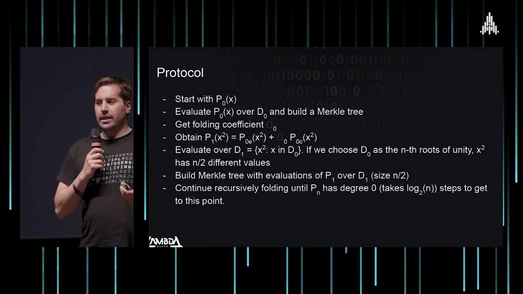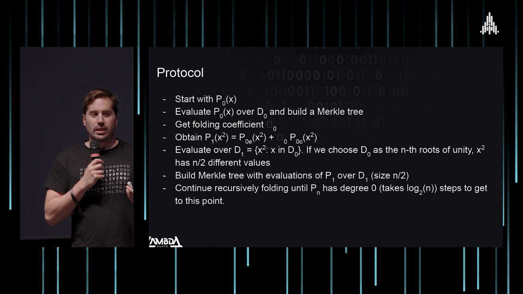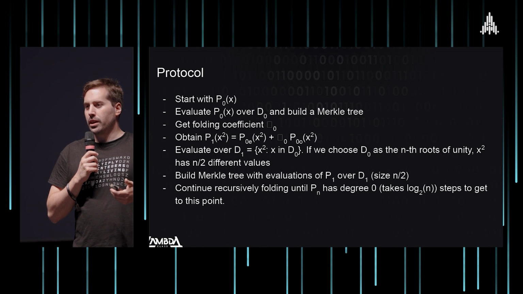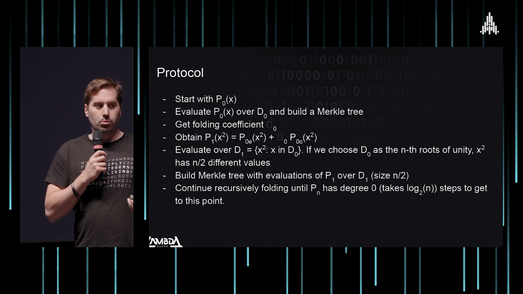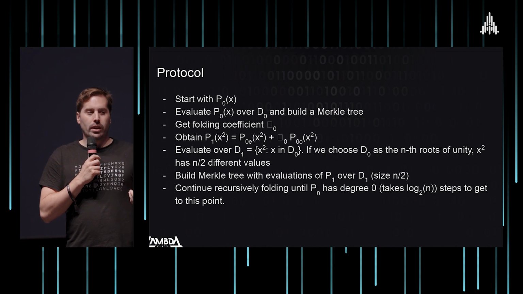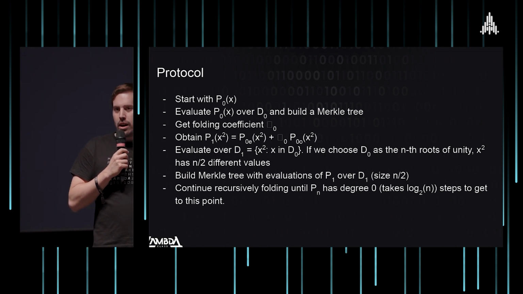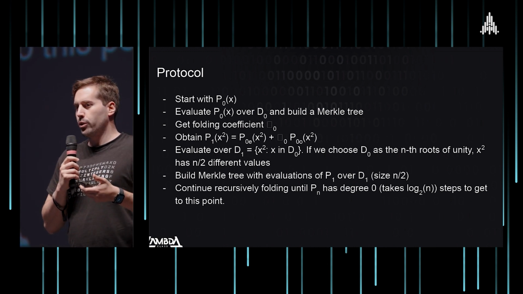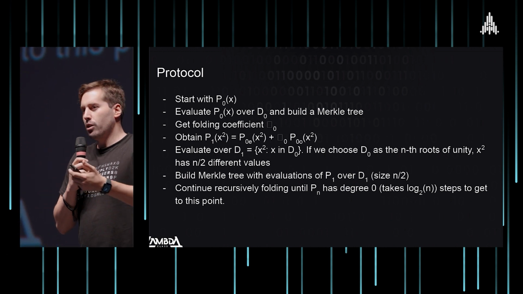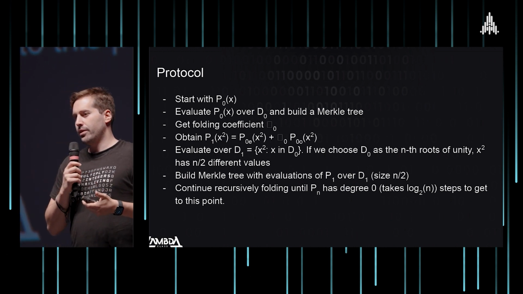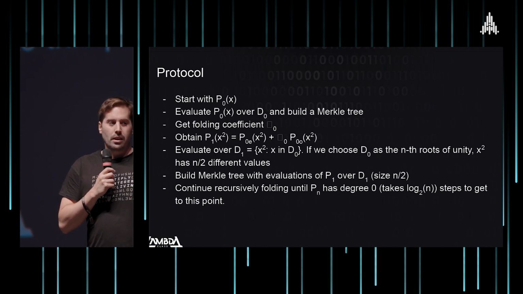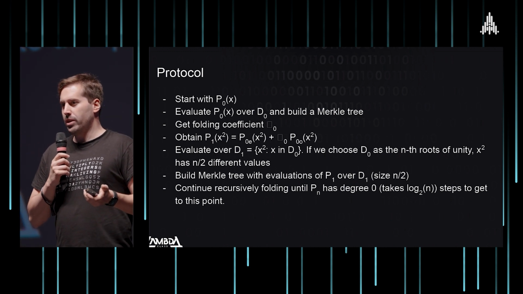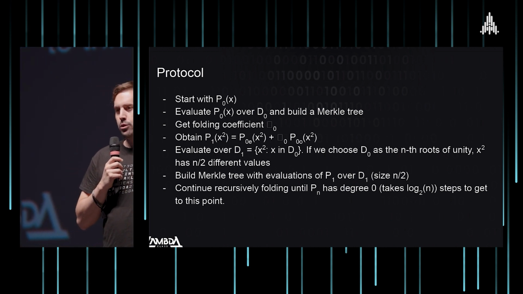Of course, a good thing is, since we are using roots of unity, taking x squared means that we have n over 2 different values, and so the Merkle trees will also become smaller, and we'll have to evaluate over fewer points. So what we can do now is pass the reduced amount of coefficients, and continue recursively, committing to a polynomial and asking the verifier for a folding coefficient, and go that way until, for example, we get to a degree 0 polynomial, where we only have to pass one value.